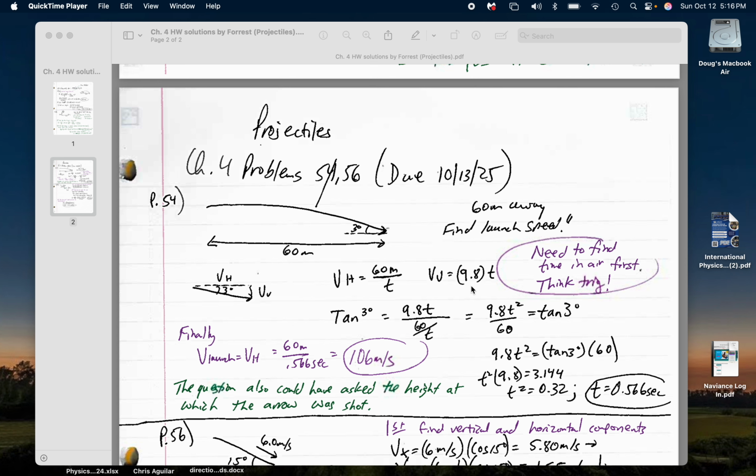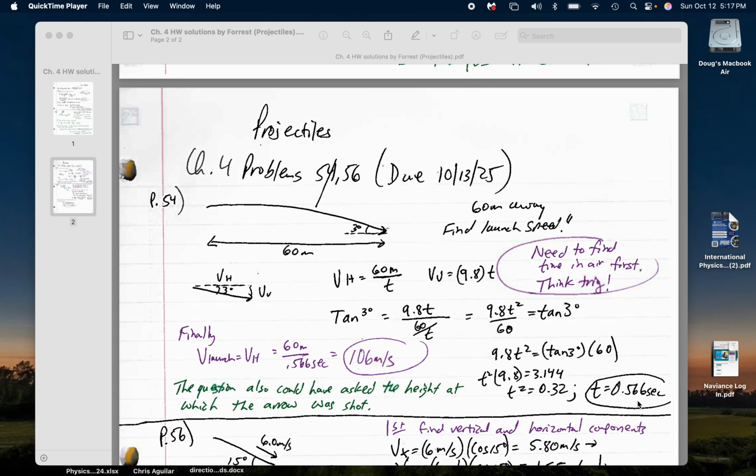So then I can say the tangent of 3 degrees, which is opposite over adjacent, is equal to 9.8 t, that's the vertical velocity, all over 60 divided by t. Kind of cool how I can do that. I know very little information, but that angle is super helpful. So I rearrange that, I get 9.8 t squared over 60 is equal to tangent of 3 degrees. So 9.8 t squared equals tan 3 times 60. t squared is 0.32. t is equal to 0.566 seconds.